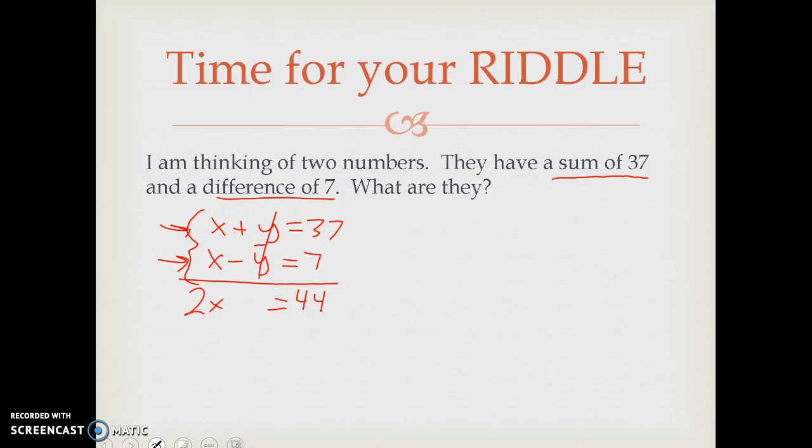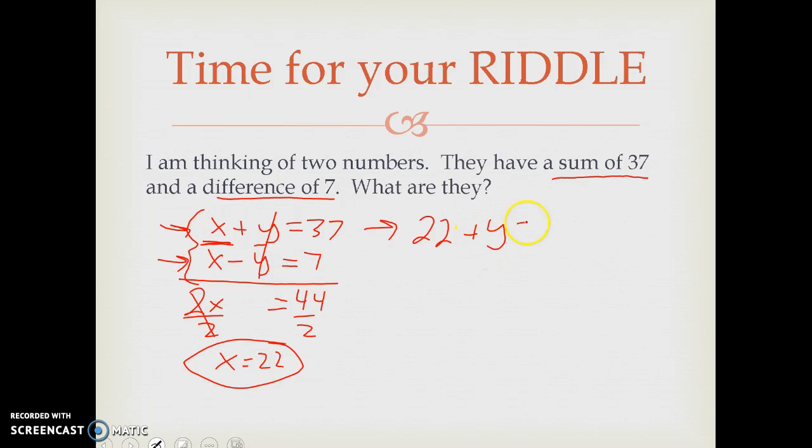Well, now I have an equation that's 2x equals 44. I can find x really easily. If I just divide both sides by 2, I'll get that x is 22. Now, that's half of my answer. I want to figure out what y is, but let's say I take the top equation here, and I'm going to replace this x with 22. So it's 22 plus whatever y is, 37. So I want to get the y by itself. I'm going to subtract 22 from both sides. So when I do that, I'll have y equals 37 minus 22, which is 15.